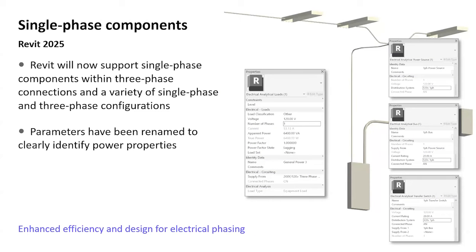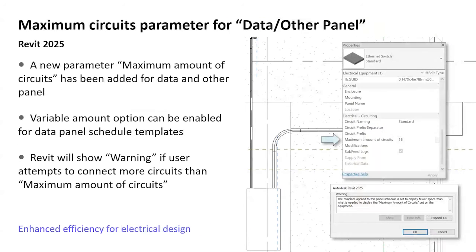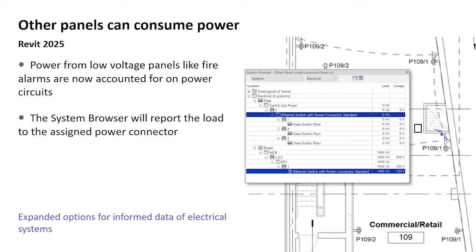The electrical engineers, I hope, are happy with this one. Revit will now support single-phase components within three-phase connections. The complexity there always required workarounds, so this is enhancing efficiency and design for electrical phasing. Speaking of more tools for the electrical engineers, you can set a maximum amount of circuits, so warnings will appear when items are added to a circuit. Also, some other panels will consume power like they should. So things like low voltage fire alarms will show up correctly in power schedules.